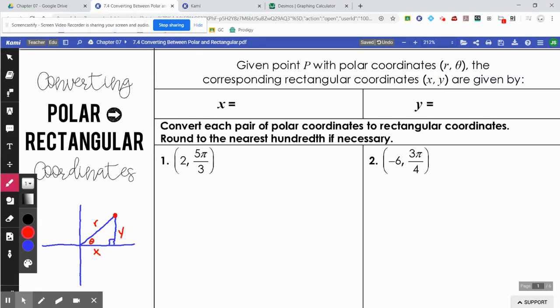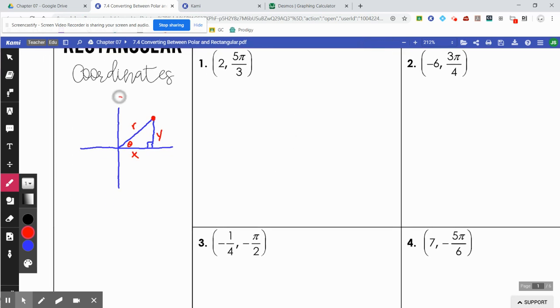Okay, in this video, we're going to be talking about the relationship between polar and rectangular coordinates. Given point P with polar coordinates r theta, the corresponding rectangular coordinates x and y are given by, and everything revolves around this drawing that I've made right here. If you've got a point right here in the coordinate plane, the rectangular coordinate, x, y, that means you go over x units and you go up y units.